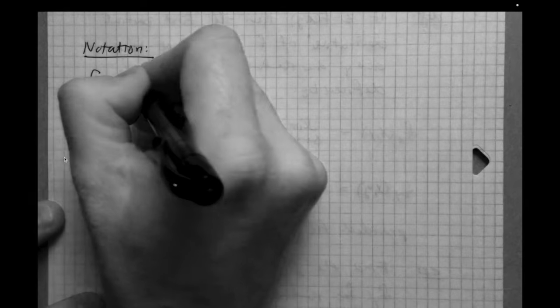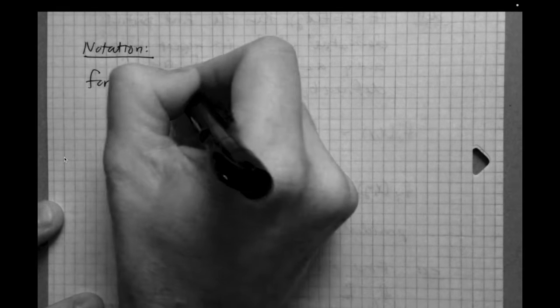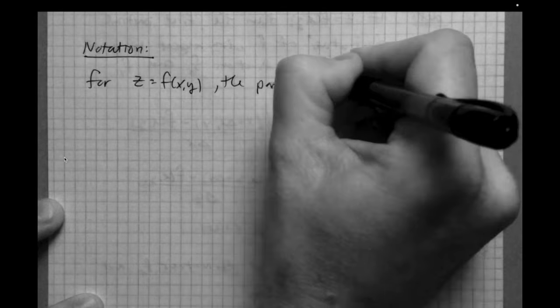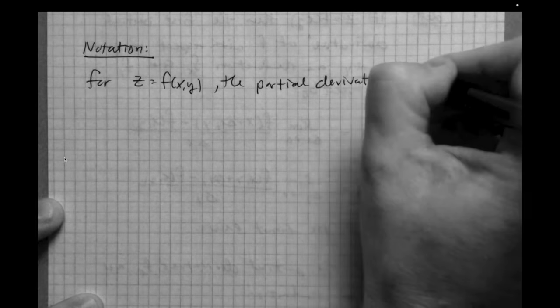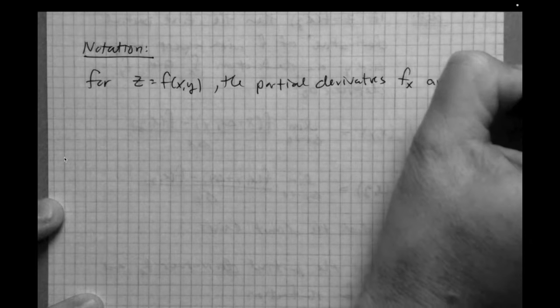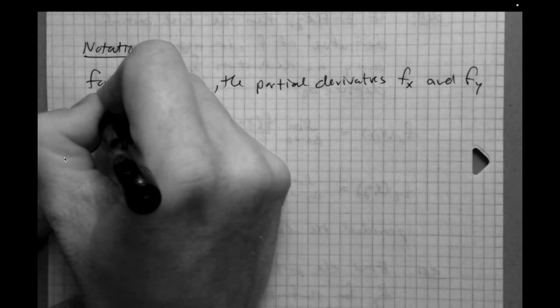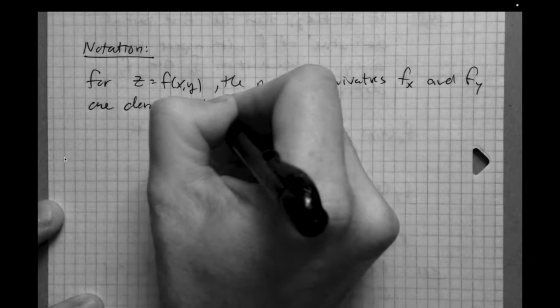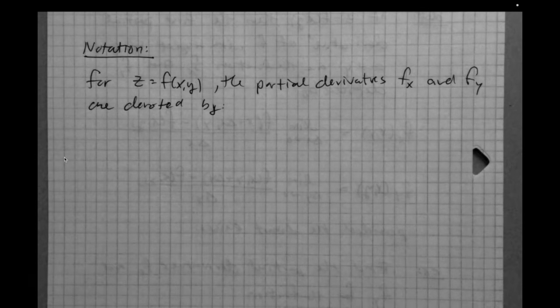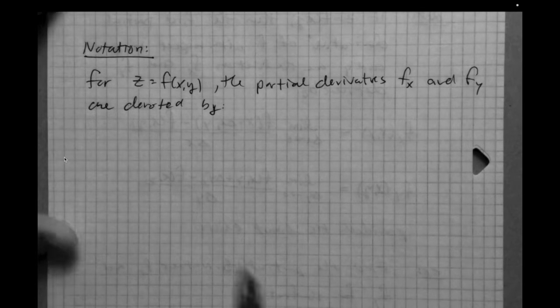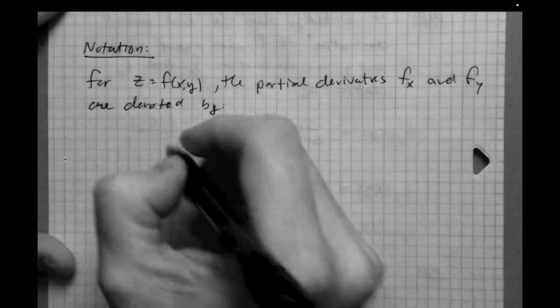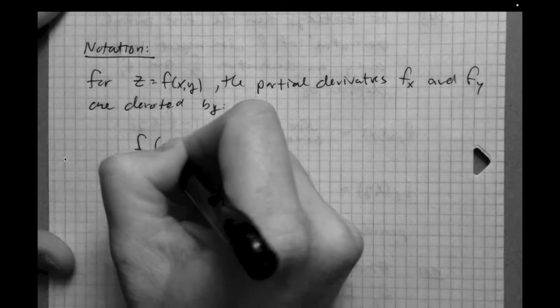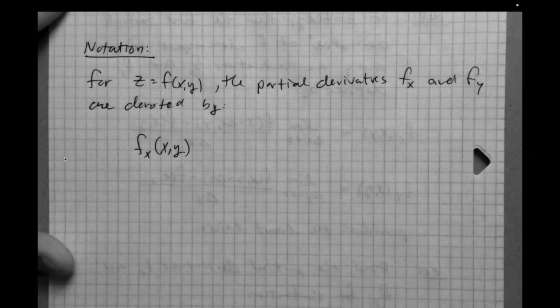So for z equals f of x, y, the partial derivatives f sub x and f sub y are denoted by, now there's lots of different ways to denote these things. Here's some of the more common ones, right? So you've got your f sub x of x, y.